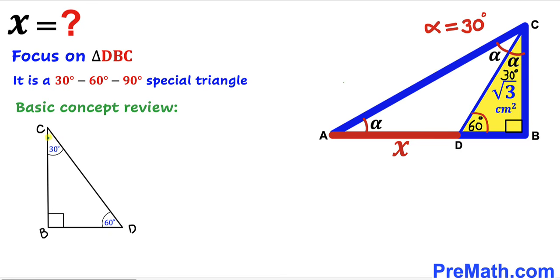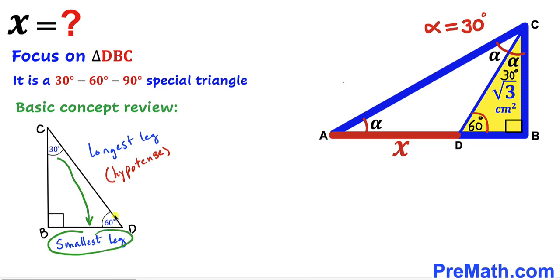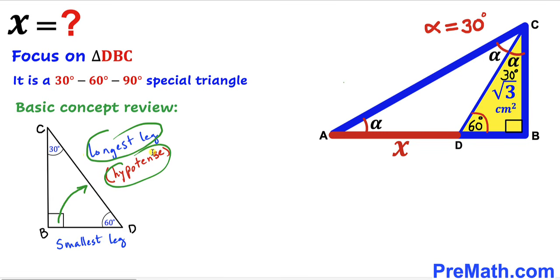And now let's make an observation. We can see that 30 degrees is our smallest angle, whereas this 90 degrees is our largest angle. So therefore, the side opposite to the smallest angle is going to be our smallest leg, and the side opposite to our largest angle is going to be our longest side. It is also called the hypotenuse. And in such a special 30, 60, 90 triangle, the longest side is always twice the smallest leg.